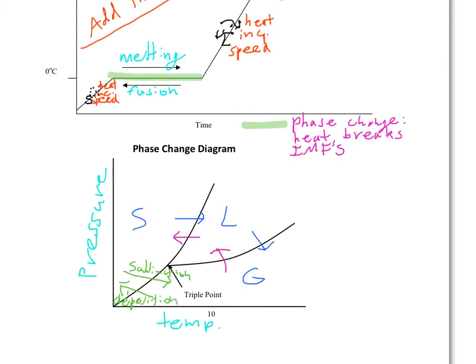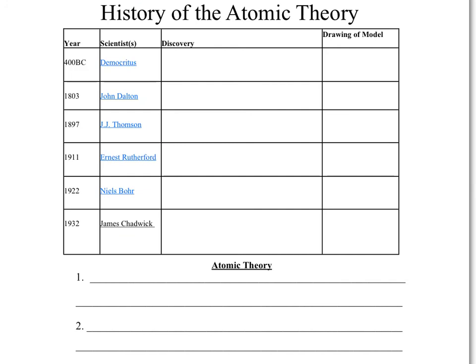We will not spend a lot of time on phase change diagrams, but it might help give you a visual representation of why something is a solid, liquid, or a gas, based on its current temperature and pressure. Now for a quick review over the history of the atomic theory. The main ones you'll need to know are Democritus, Dalton, Thomson, Rutherford, Bohr, and Chadwick.